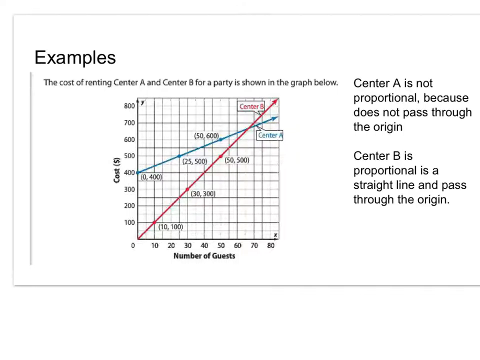Center A is a blue line, it is also a straight line, but it starts at 0, 400, which is not the origin. So center A is not proportional because it does not pass through the origin. If you're looking right here, this is not the origin. Center B is proportional, okay, because it's a straight line and it passes through the origin. So it's pretty much that simple if it's already graphed for you. Center B is proportional, center A is not proportional.